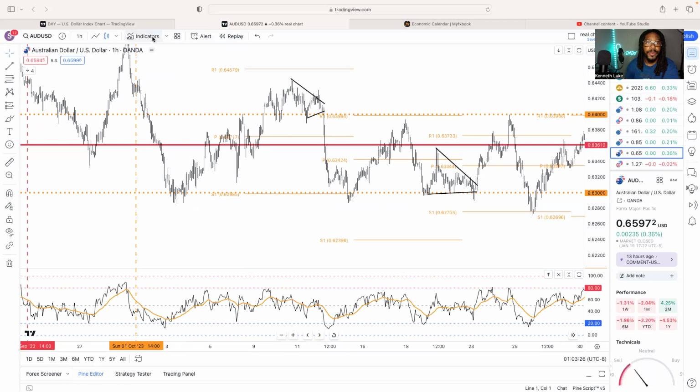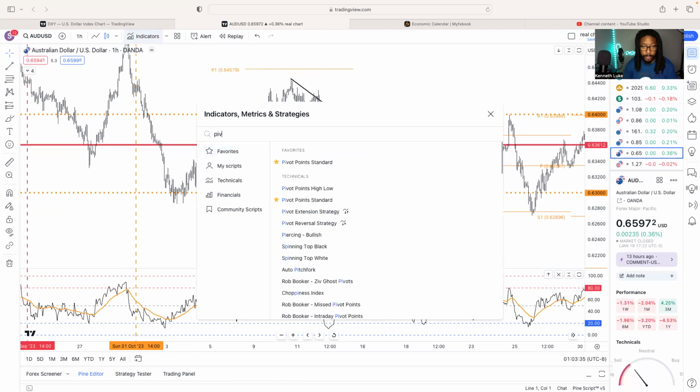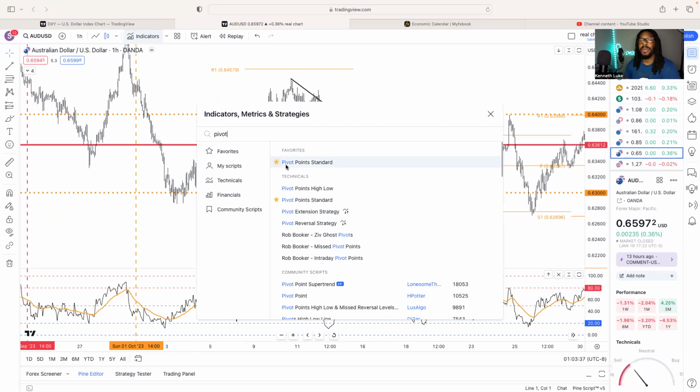Let me show you that. First things first, my bad. You want to go right here and type in pivot point standard. When you come in here, you'll type in pivot point standard. It should pop up, and what you want to do is start it, so you'll be able to come right back to this pivot point.